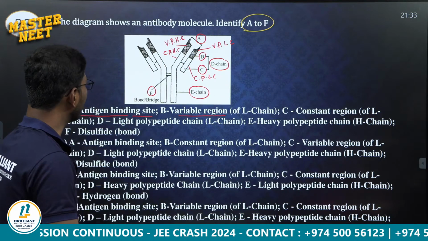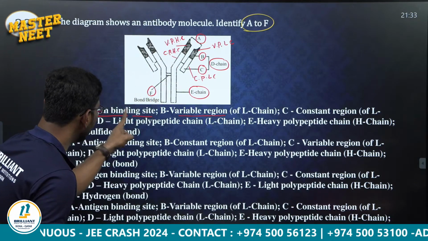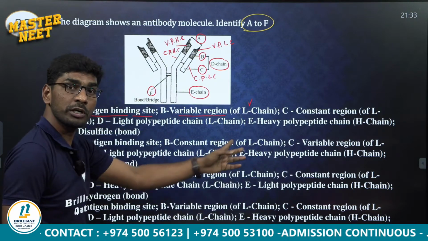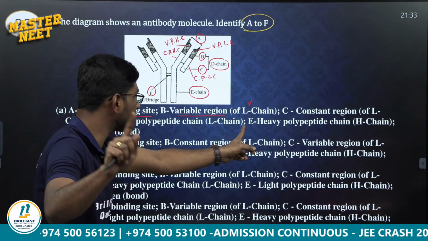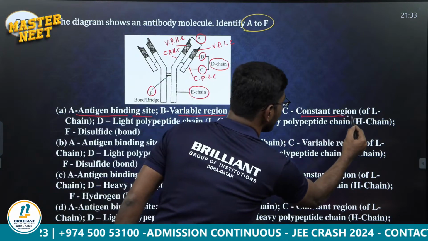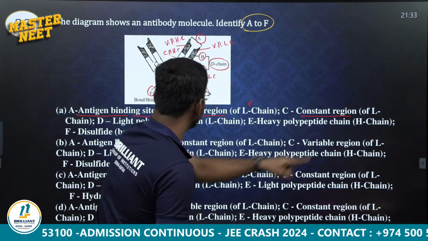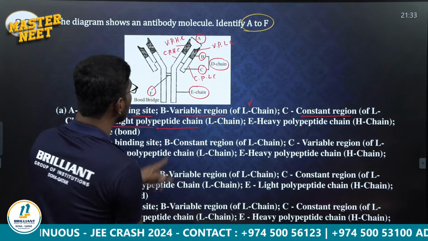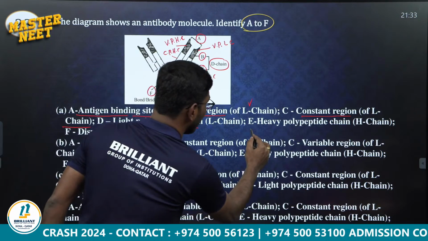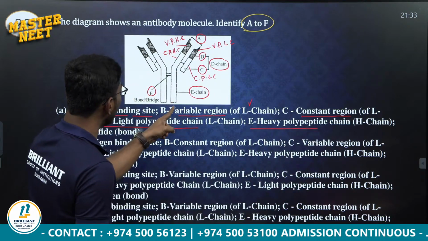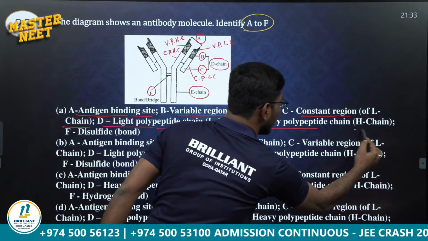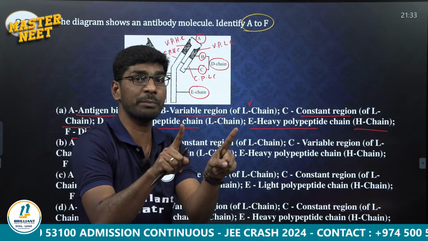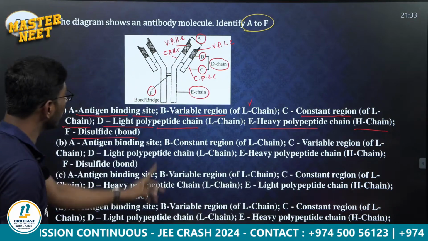Got my point? So tell me, what is given here? A is the antigen binding site. B is the variable region of the L chain, where L is the light chain, and the constant region is given. C is the constant region of the L chain. D is the light polypeptide chain. E is the heavy polypeptide chain. And the last one, the disulfide bond. Between the two polypeptide chains, we know there are disulfide bonds. Now here this is a disulfide bond.